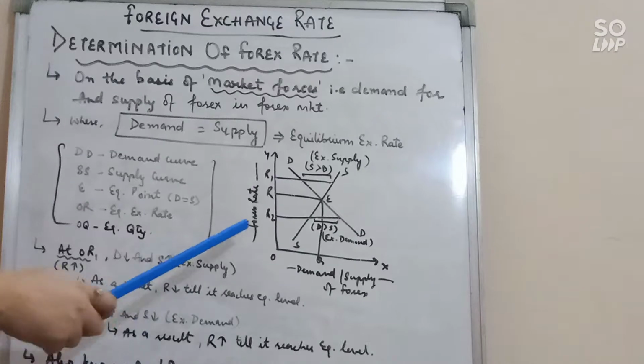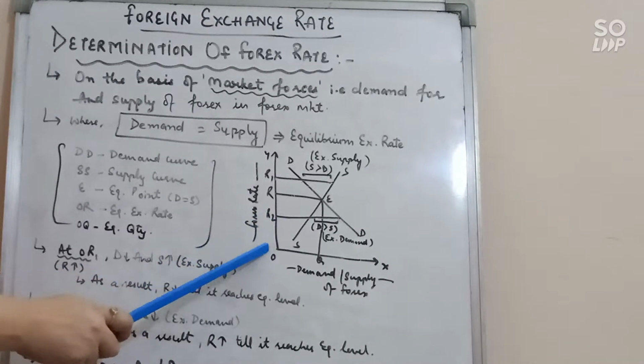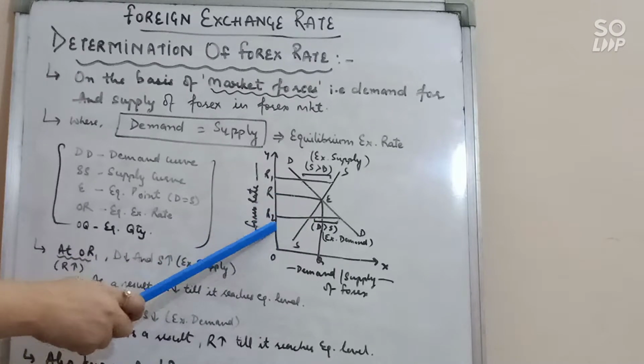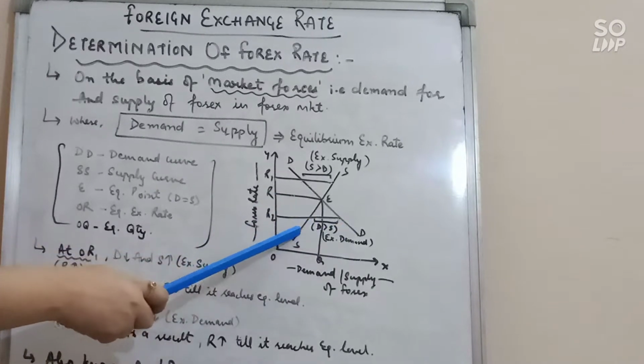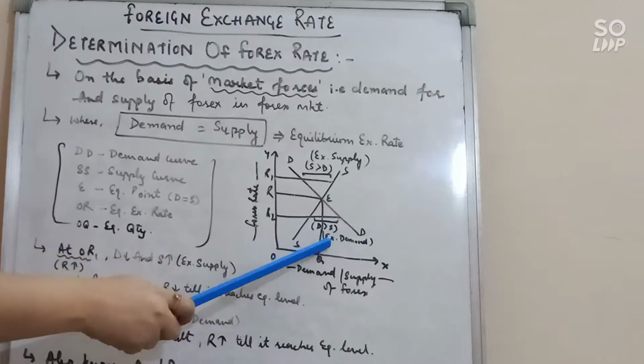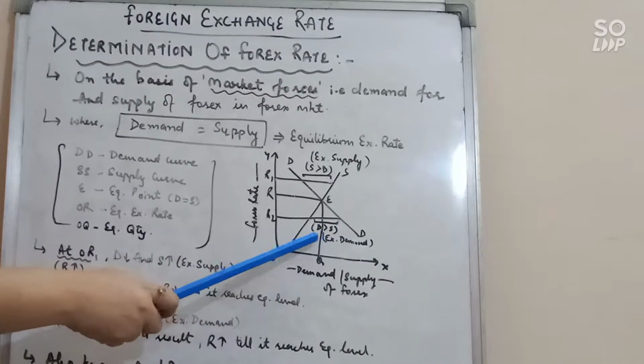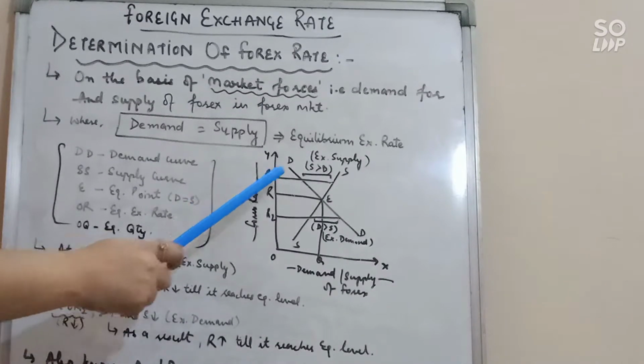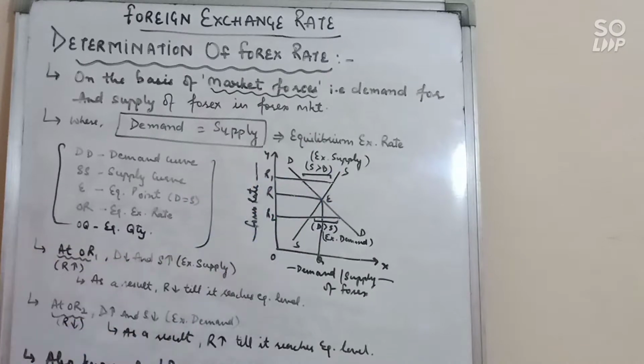Now at OR2, the rate is determined at OR2. Here we have a problem of excess demand, because with the decrease in the rate, demand will increase but supply will decrease. So we have a problem of excess demand. As a result, the rate will increase till it reaches the equilibrium level. Clear? So we determine the equilibrium exchange rate where demand is equal to supply. This method is also known as the free rate of exchange, as the rate is freely determined by market forces.